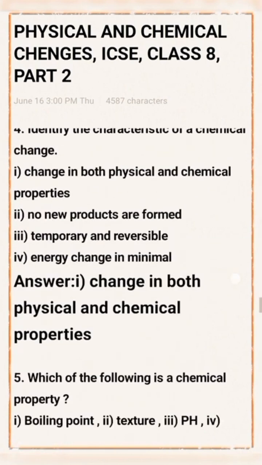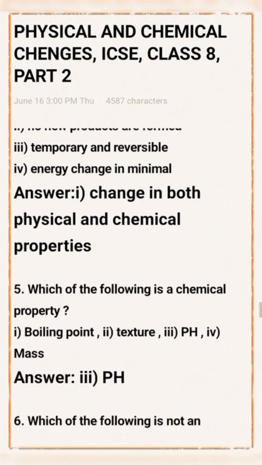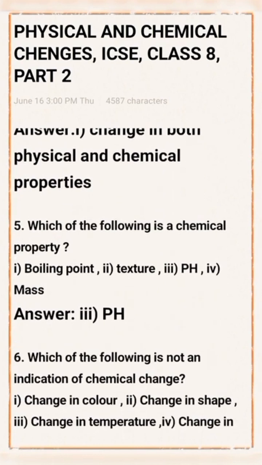Okay. Next question, question number 5. Which of the following is a chemical property? Option 1, boiling point. Option 2, texture. Option 3, pH. Option 4, mass. Option 3, pH is the right answer.